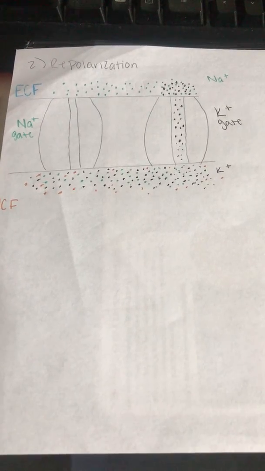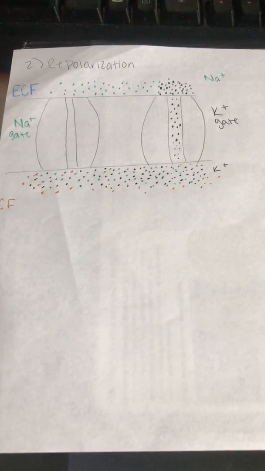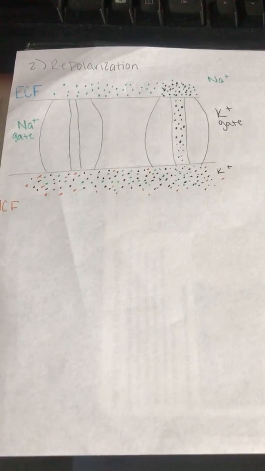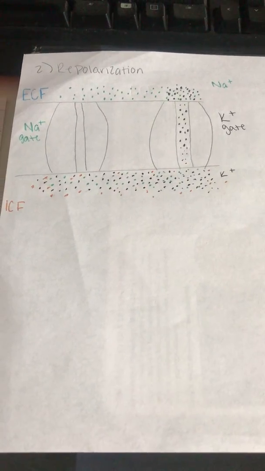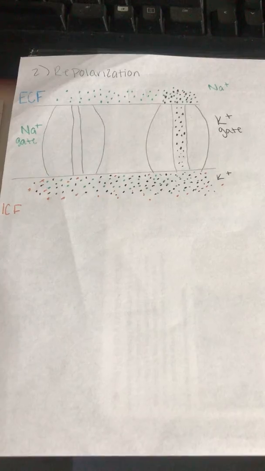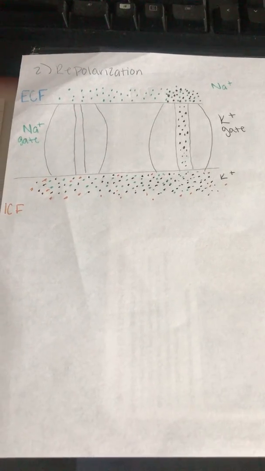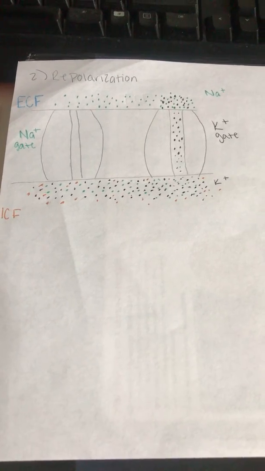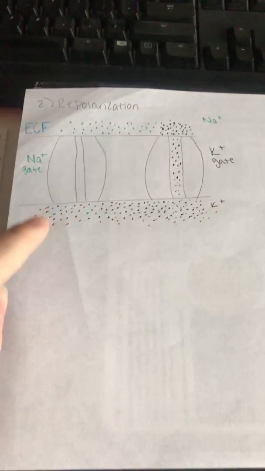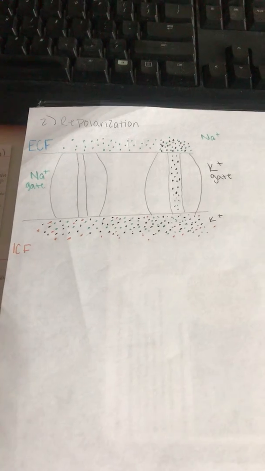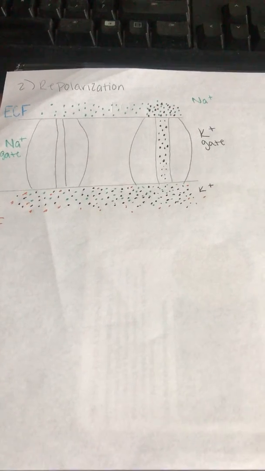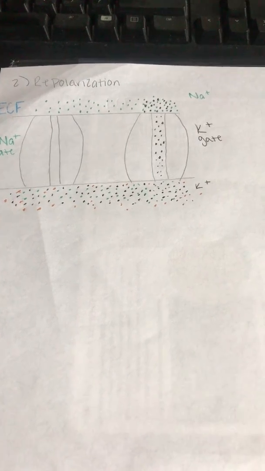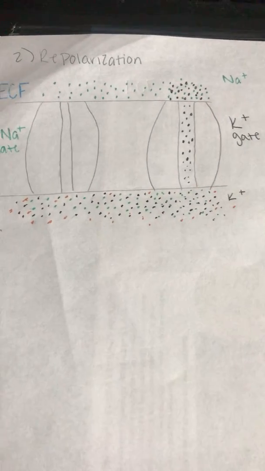With both gates closed, the sodium and potassium pumps are able to return the cations to their original locations, allowing the membrane to recover and to be ready to do everything all over again. So in this picture here, you will see that now that the sodium gate is closed, the potassium gate is open, and those potassium ions will then diffuse into the ECF.